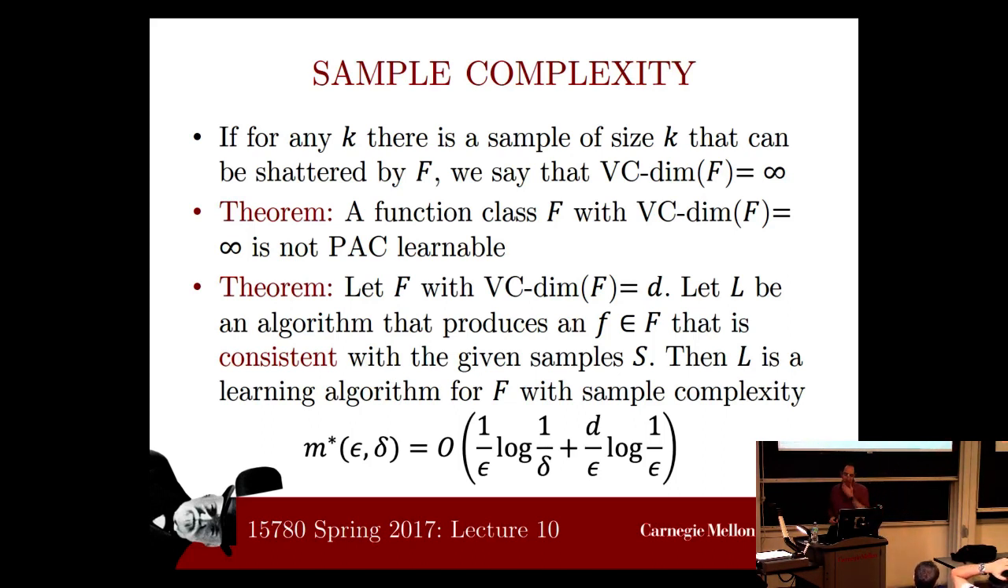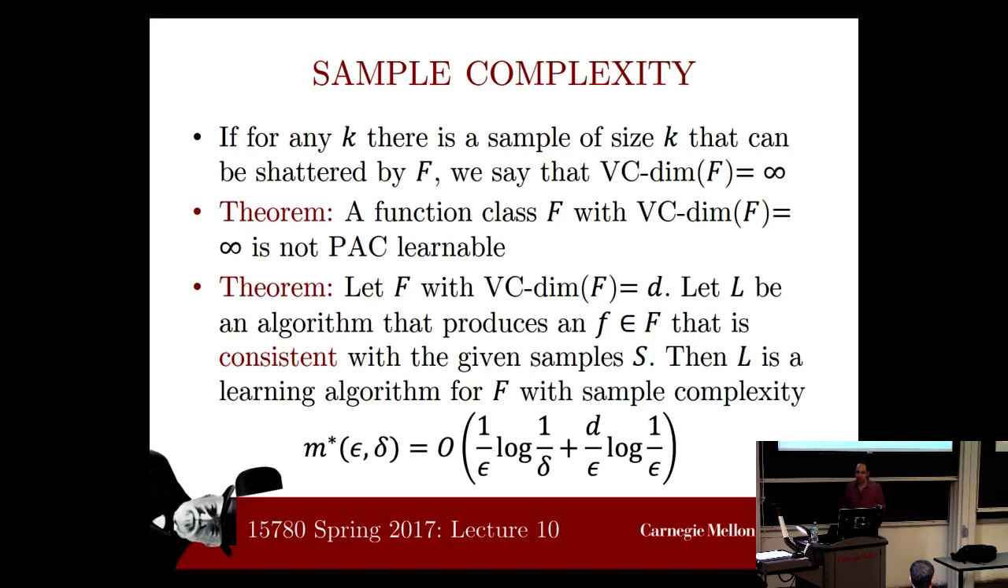So first of all, let's just define that if for any k, there is a sample of size k that can be shattered by f, then we say that the VC dimension of f is infinity. The VC dimension is the maximum size of S that can be shattered. If there's no upper bound, we say infinity. So we saw, for example, that unions of intervals have an infinite VC dimension. We can shatter a sample of any size.